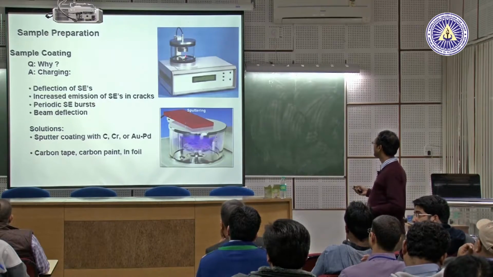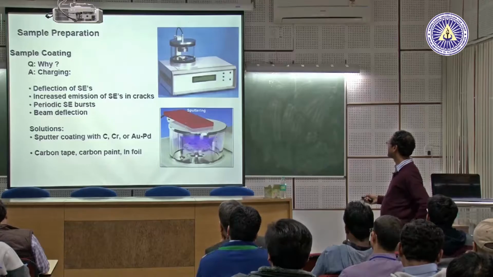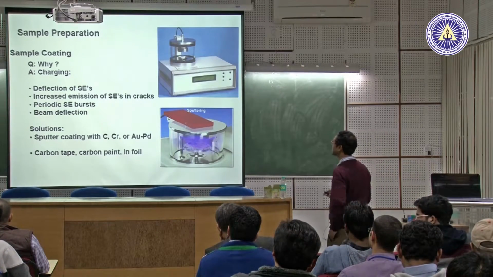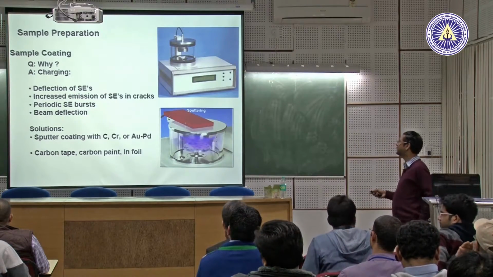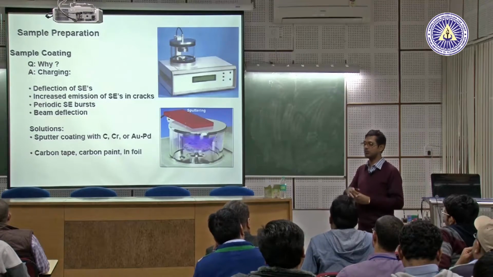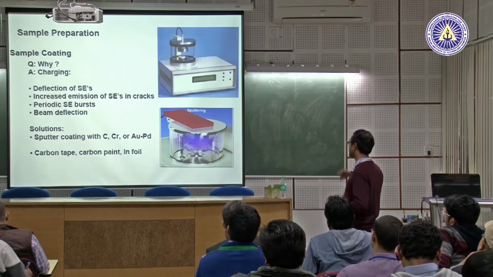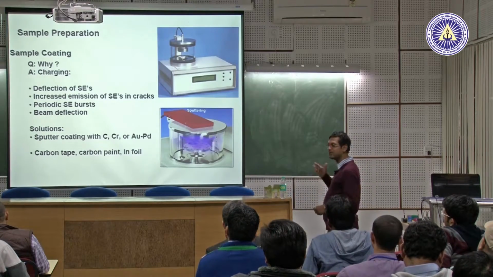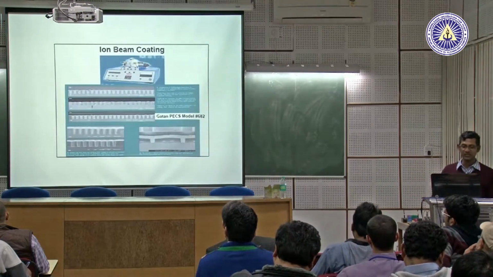If the electrons are not finding easy paths to go out from the sample, they will be collected on the top of the sample, and this will deflect these secondary electrons. Not only that, it will also increase the emission of secondary electrons from the cracks or from the regions which are like hills or valleys or the depths. Because of that, you will see periodic bursts, and then you will see the sample will be completely white. You don't see any image.